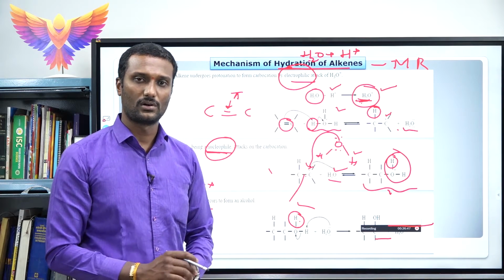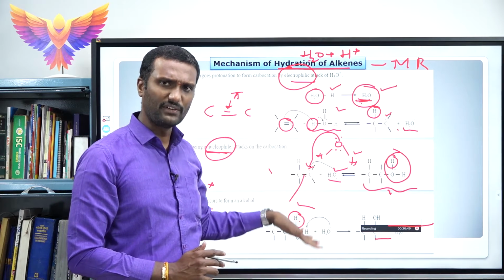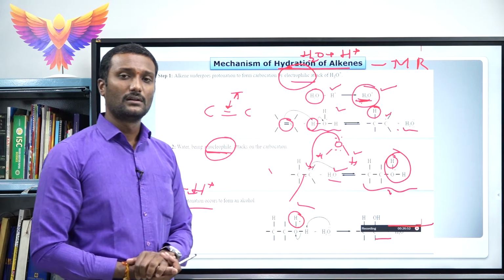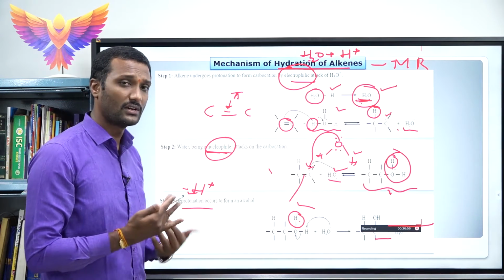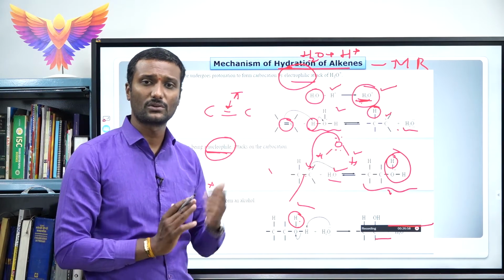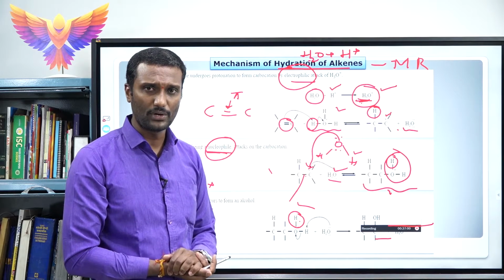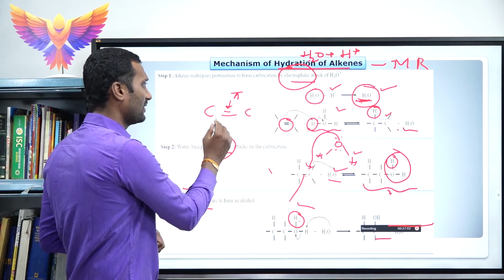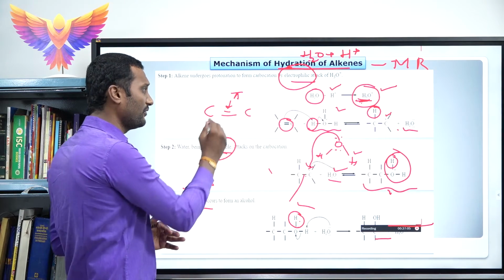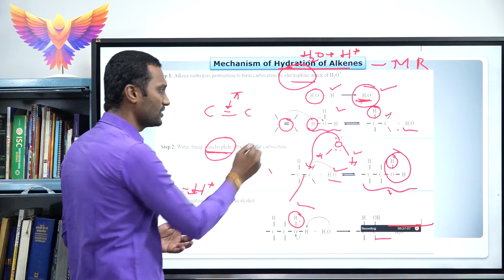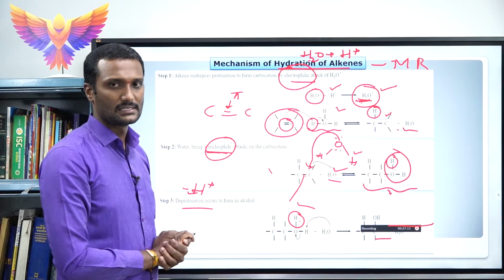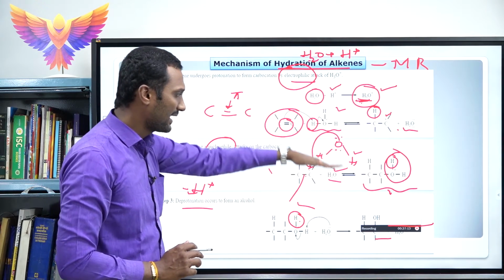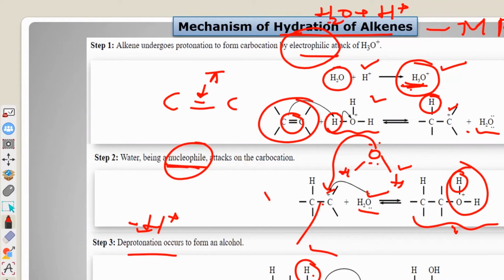So students, I hope you see it is a very important mechanism. Definitely they ask about each step: what is the second step, the third step. In this way the questions will be there. And the second important thing is, here we are taking this mechanism for a symmetrical alkene. If you take an unsymmetrical alkene, these mechanisms will definitely help you a lot to see how the alcohol is obtained.